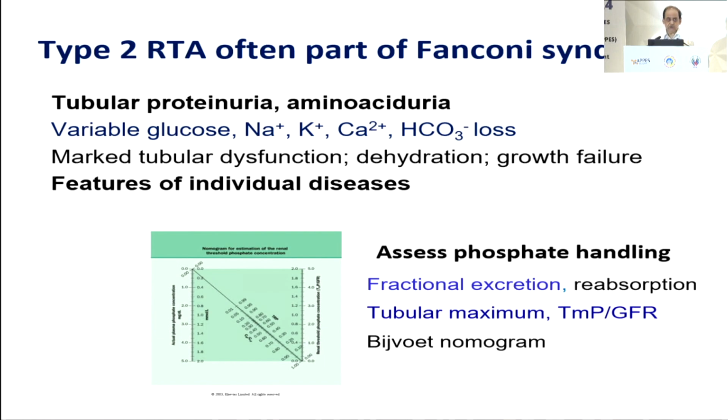If you are seeing a patient who's got hyperphosphatemia, one would have to look at the phosphate handling. And there are various tests I'll not bother you with, but clearly you're supposed to estimate the Fe phosphate and also estimate the TMP by GFR, that is the tubular maximum phosphate by GFR, which can be done either by using a formula or using the standard Bijvoet nomogram. And again, if you do these things once or twice, you get used to them. So please don't get overawed by all these tests. They are practically feasible.